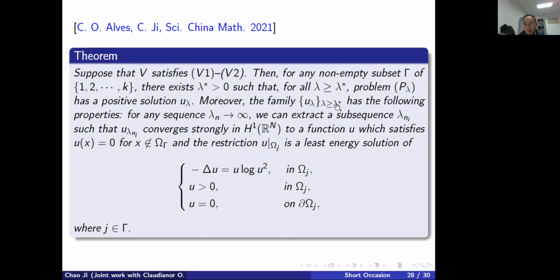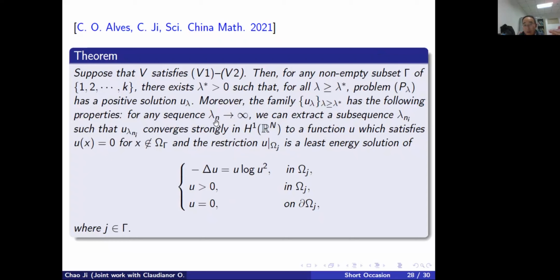Moreover, the family U lambda has the following properties. For any sequence lambda going to infinity, we can extract a subsequence lambda n_i such that u lambda n_i converges strongly in H1 of R^n to a function u, which satisfies u of x equals 0 for x not in omega gamma, and the restriction is a least energy solution of this equation. This is the ground state solution. For example, gamma is 1, 2. They can get a solution.